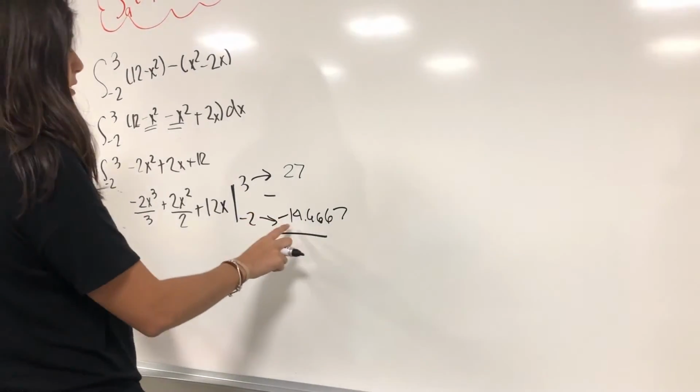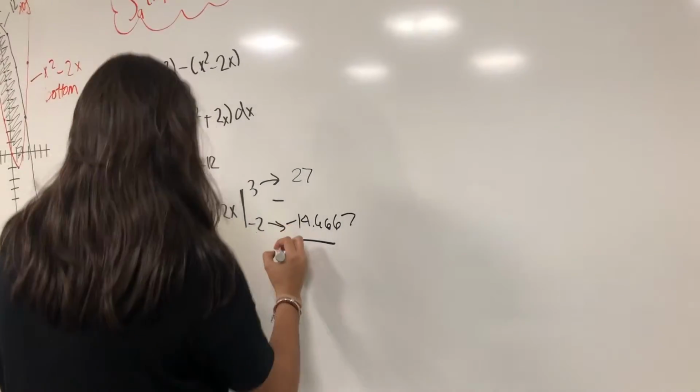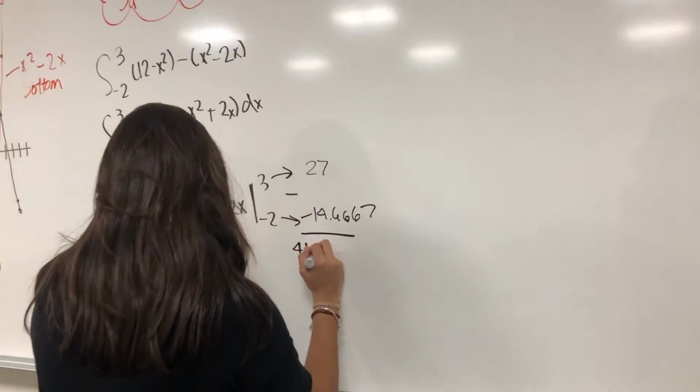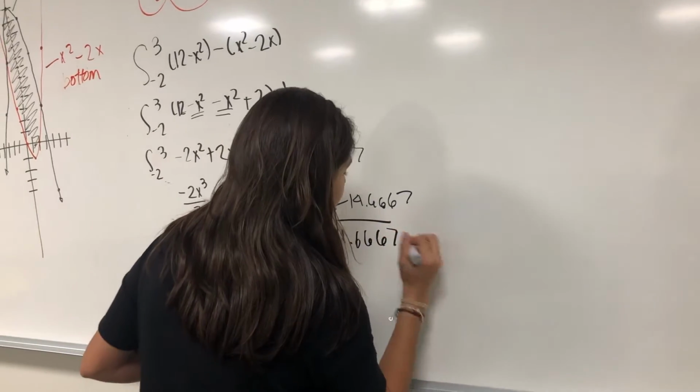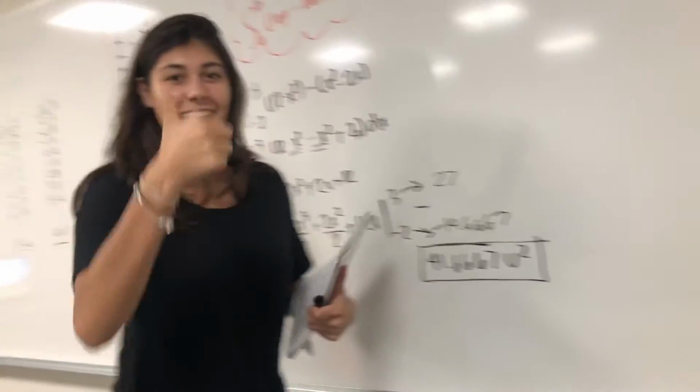So 27 minus -14.6667 gives me a total of 41.6667 u squared, and that is my final answer.